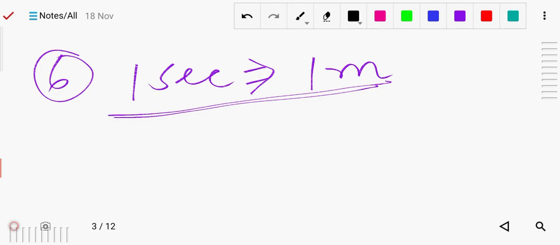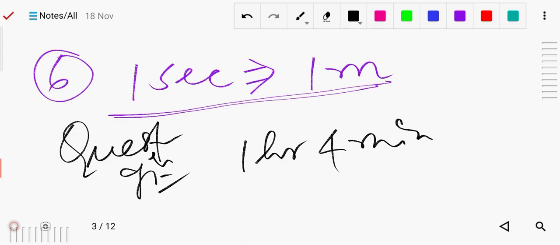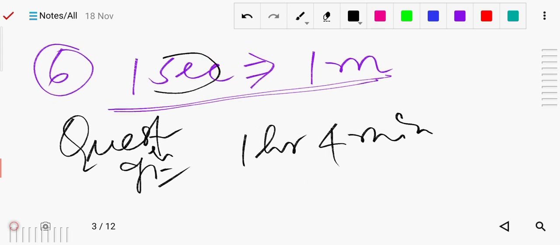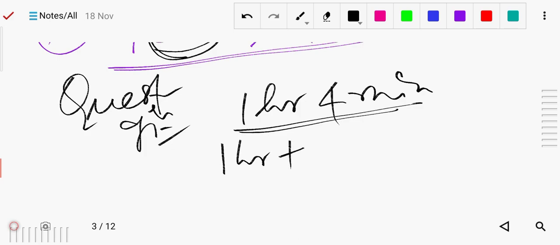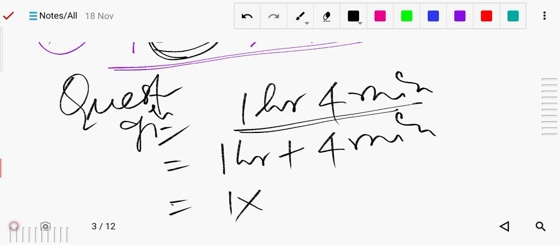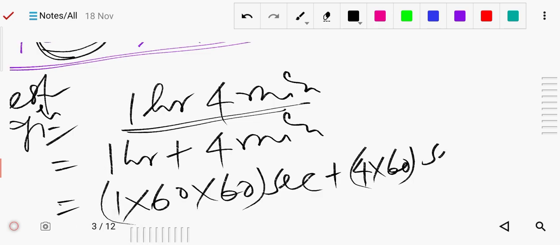So first of all, what is the question given? Given is 1 hour and 4 minute. First of all, we will change everything into the second, because we have to relate the second to the meter. So we write 1 hour plus 4 minute, in the plus form. Now in 1 hour, how many second? 60 into 60, this is second, plus 4 minute, so 4 into 60, and this is your second.